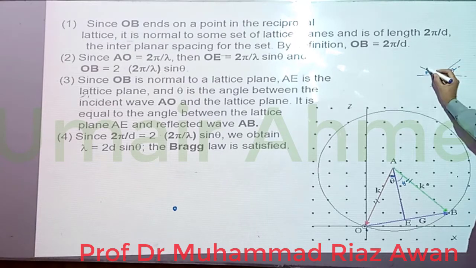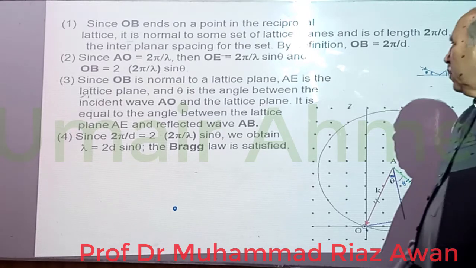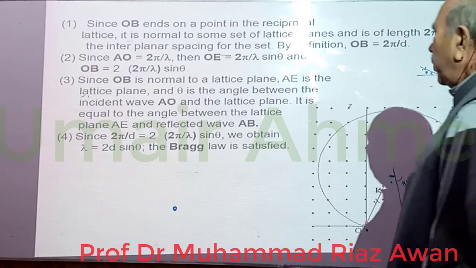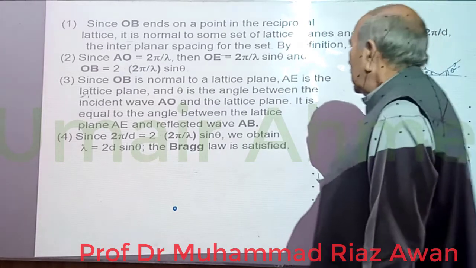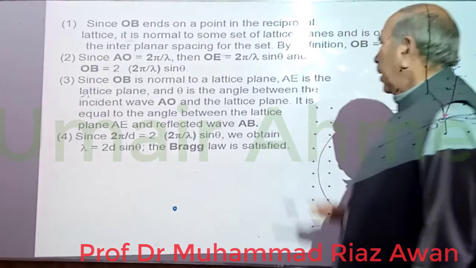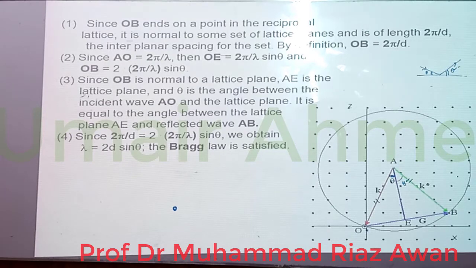Okay, so this we call a coherent scattering, or the conservation of the wavelength. The same wavelength here, the same wavelength here. It is equal to the angle between the lattice plane AE and the reflected wave. Since 2 pi divided by d is equal to 2 into 2 pi divided by lambda sine theta, we obtain lambda is equal to 2d sine theta.